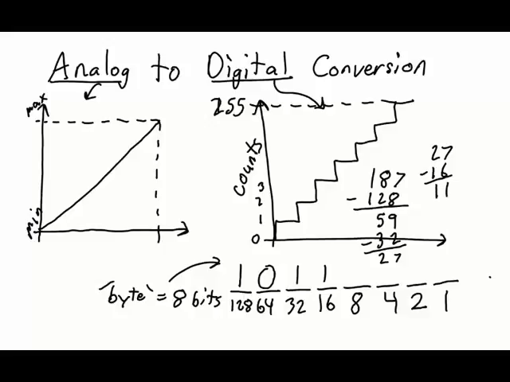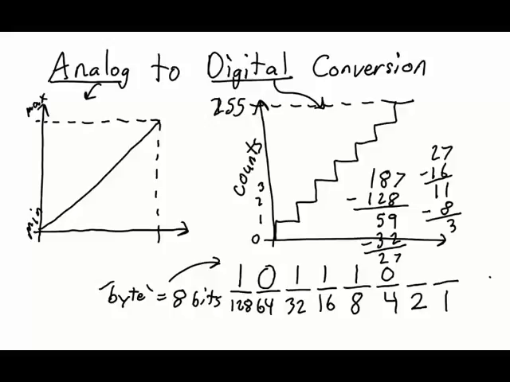I ask whether 8 is less than 11. It is, and so I put a 1 in this bit. And I subtract 8 from 11, and I get 3. I ask whether 4 is less than 3. It's not, so I put a 0 in this position. And I move on to the next bit.